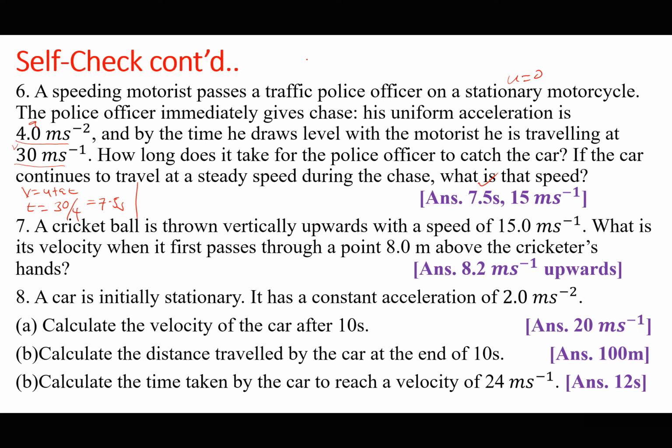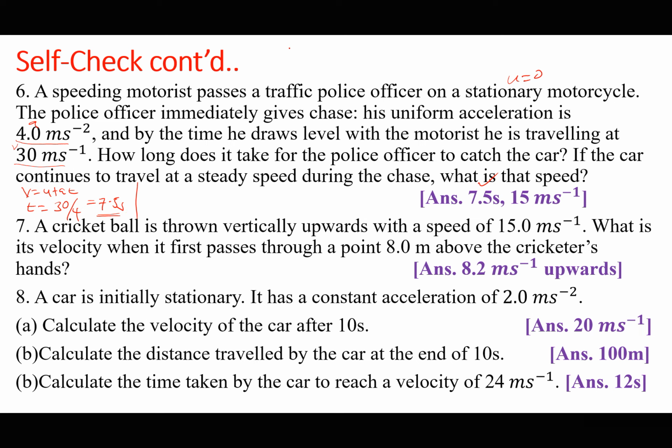the motorist is already having a speed which we want to find. And he remains with the same speed until the police officer levels with him or draws level. So the time is going to be the same for them. They will have traveled for the same time by the time the police officer levels with him, and they will have covered the same distance.